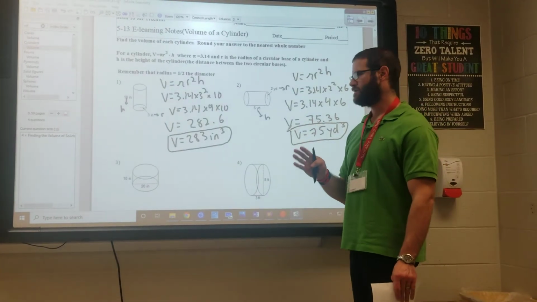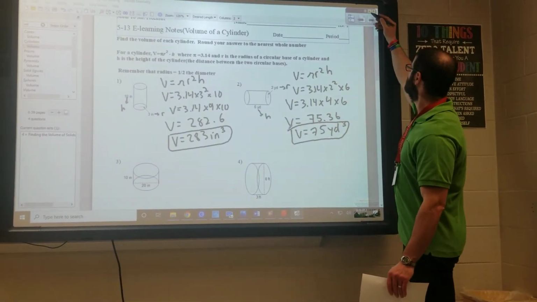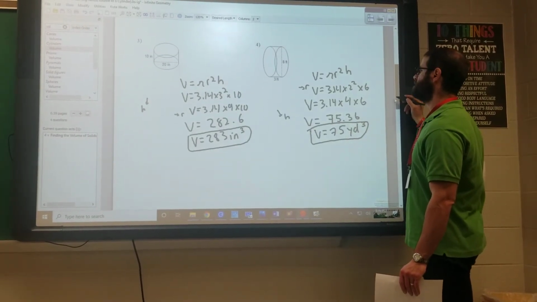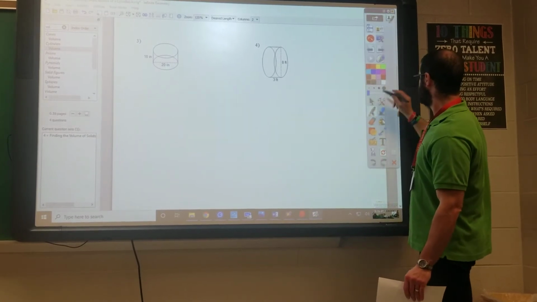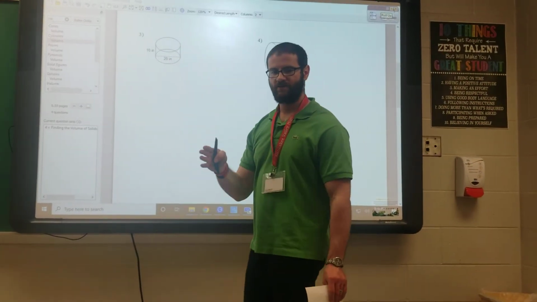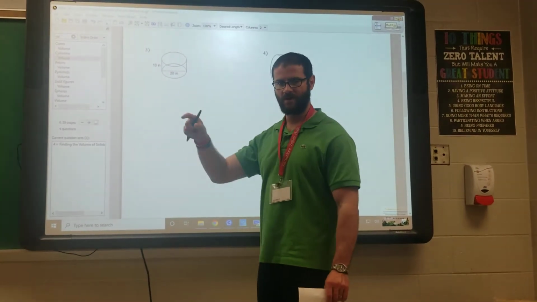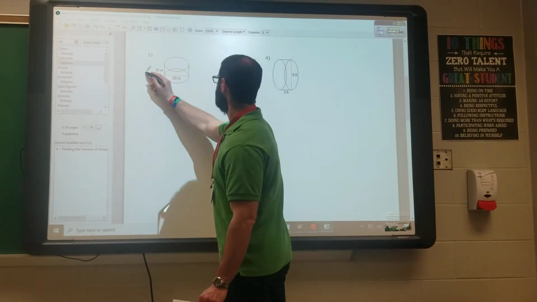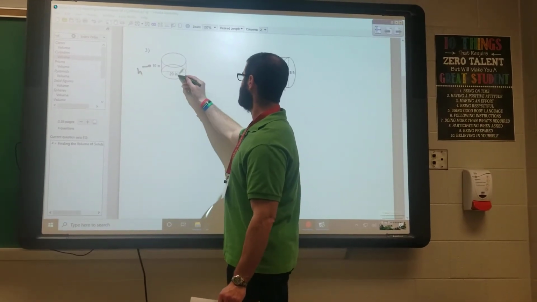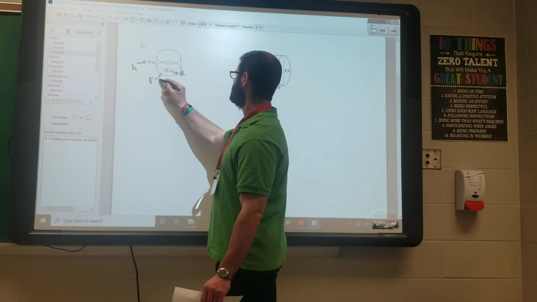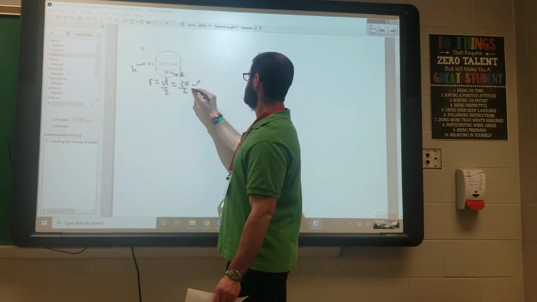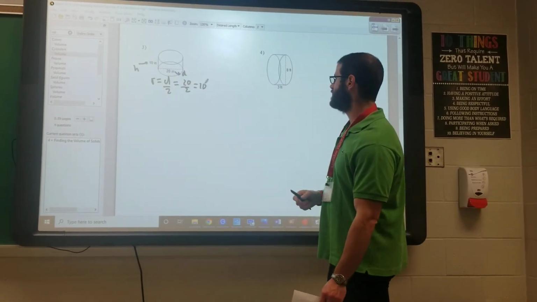We'll try a couple more here in just a moment. Notice for the next two, I am given not the radius, but the diameter, which adds an extra step, because we just have to take the diameter and divide by 2 to get the radius. So 10 is still our height, because that's the distance between the two circular bases. 20, that's the diameter. To get the radius, I take the diameter divided by 2. So 20 divided by 2, so the radius is 10. That's what we're going to use for the radius.